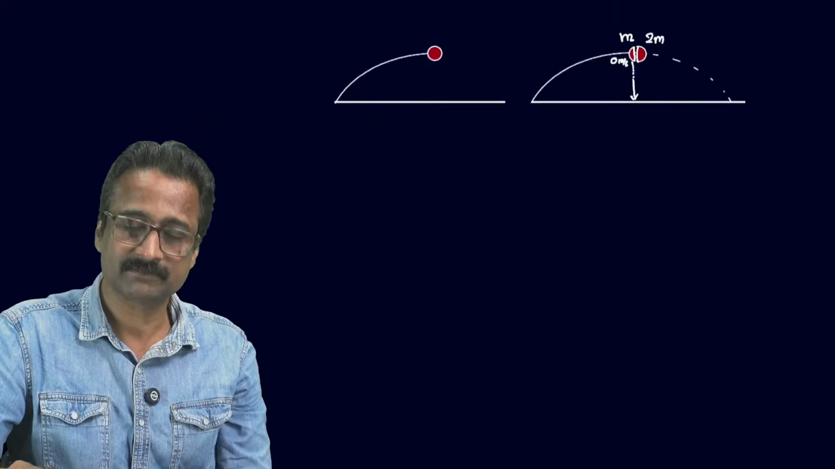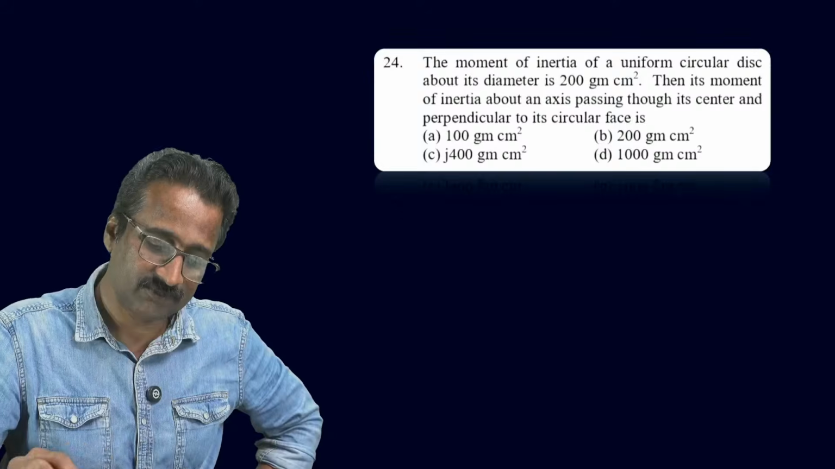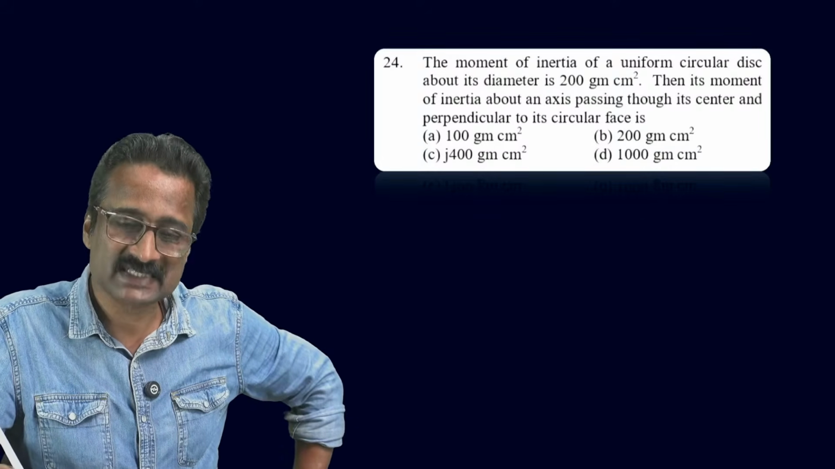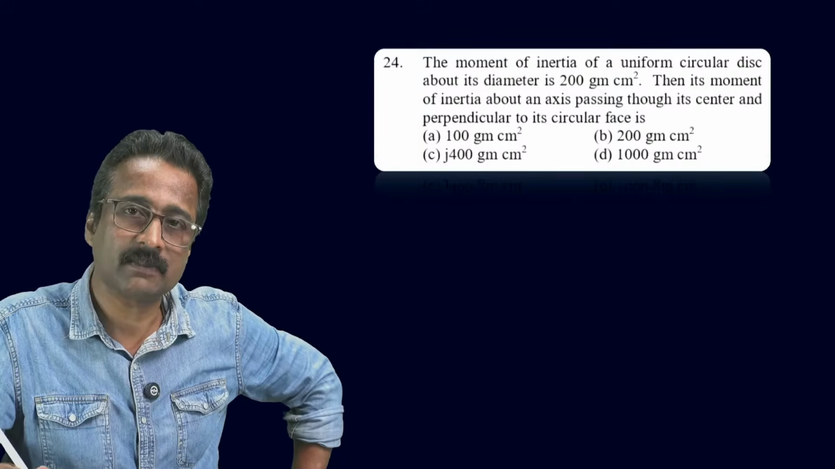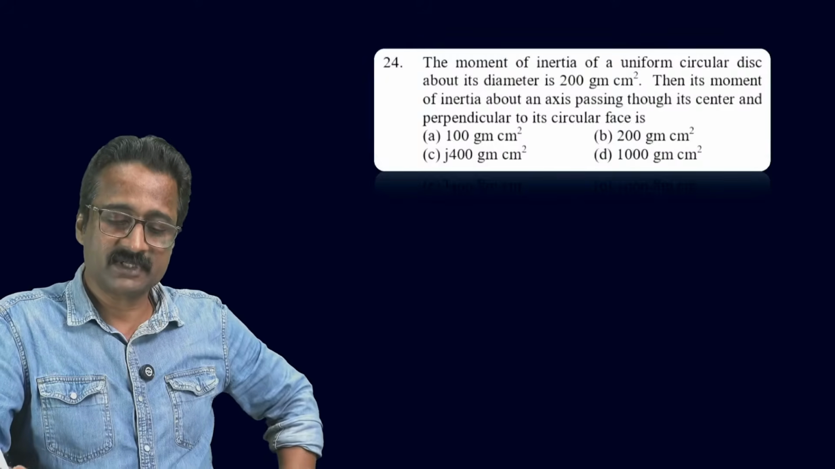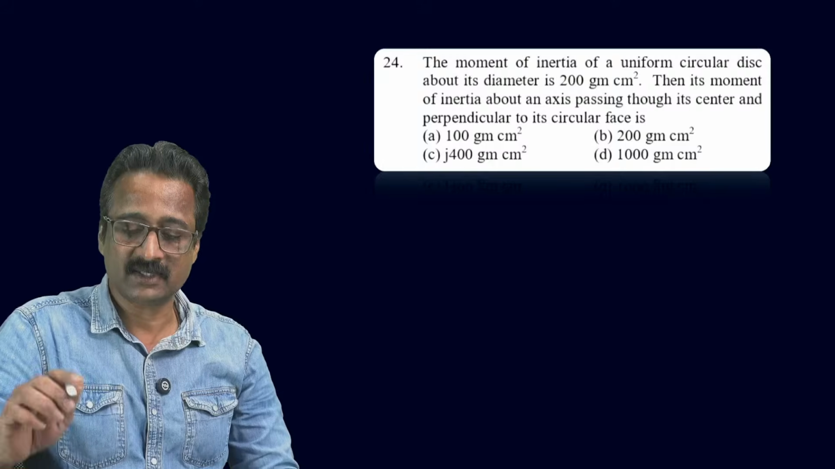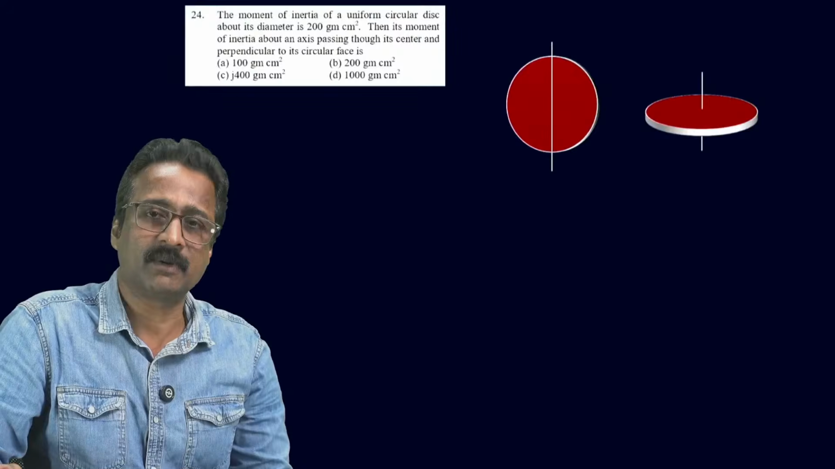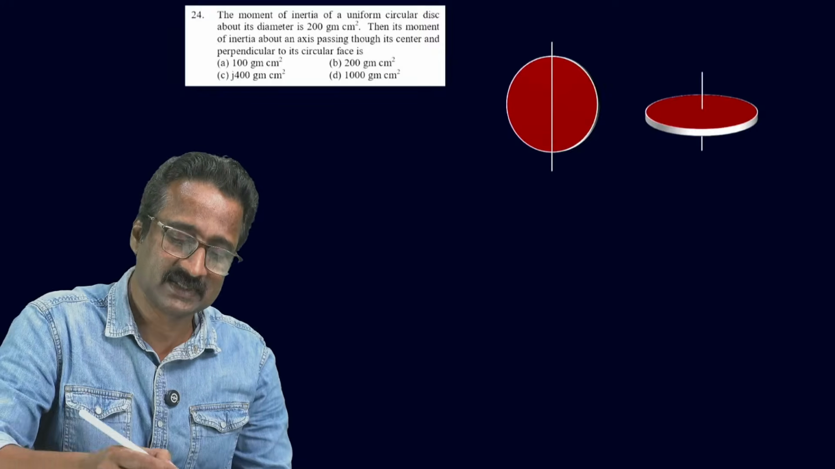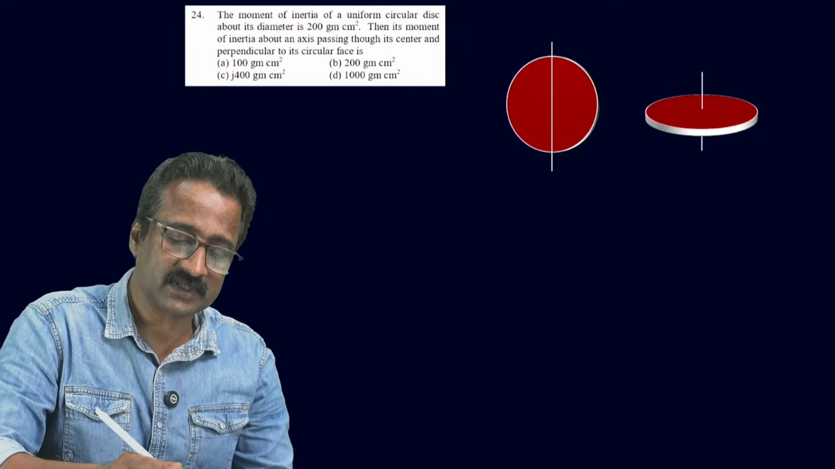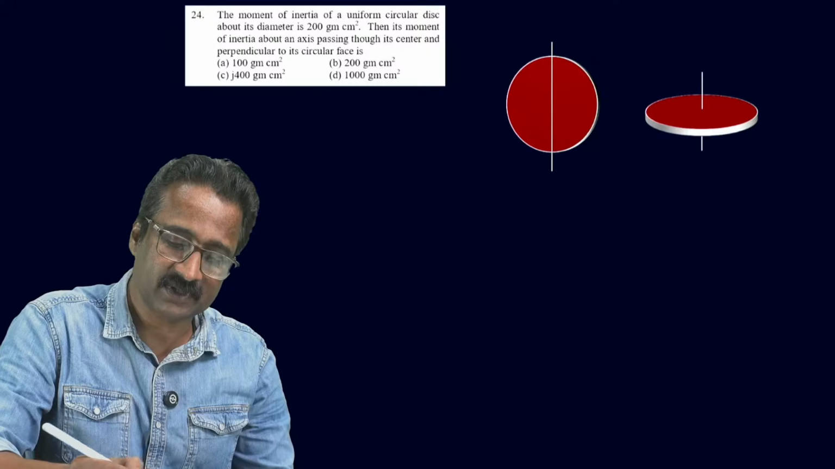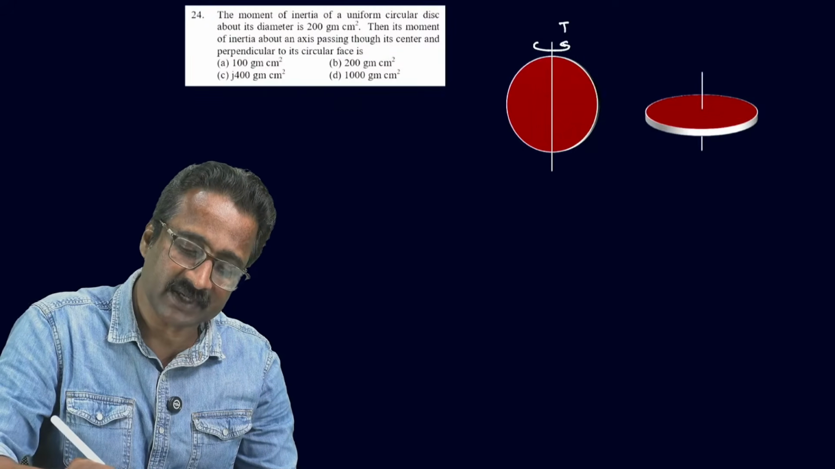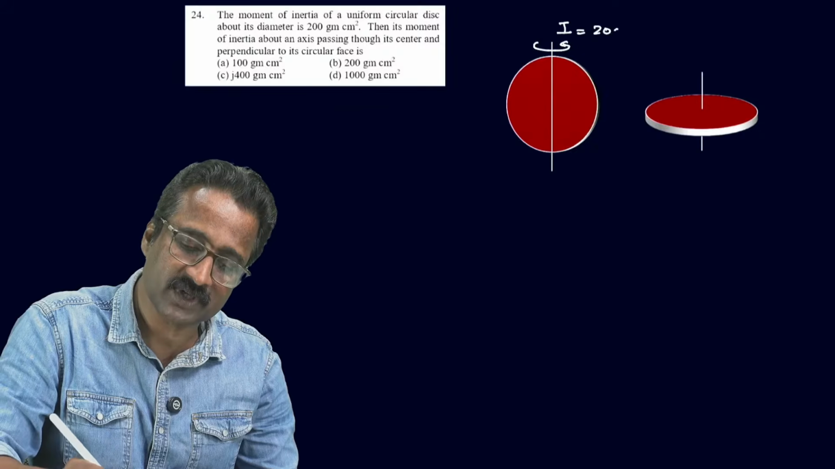That was 23. Okay, 24. The moment of inertia for a uniform circular disk about its diameter is 200 grams centimeter squared. Then its moment of inertia about axis passing through the center and perpendicular to circular face is. It's about comparing moment of inertia of same body about two axes. It's a disk. They say that when the disk is rotated, as per the figure, this is the way the disk is rotated in the beginning. When rotated like this, the moment of inertia I, they say that it is equal to some 200 units.